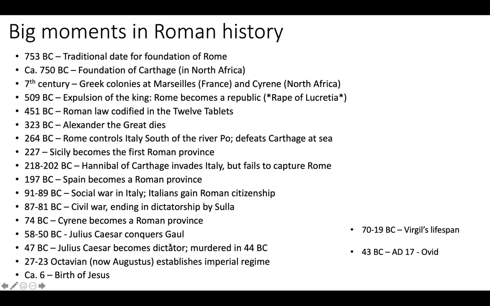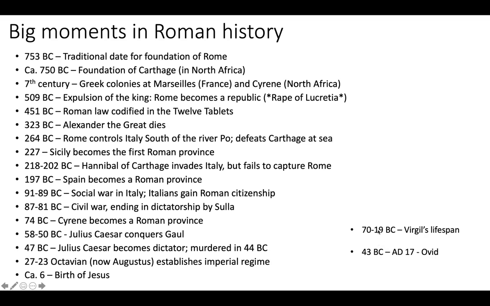So around here, just before Julius Caesar, he was an adult by the time Julius Caesar is conquering Gaul. So that's pretty interesting, thinking about him as a living person during this profoundly tumultuous time in the history of Rome. And then 43 BC, the next writer we'll be reading is Ovid.